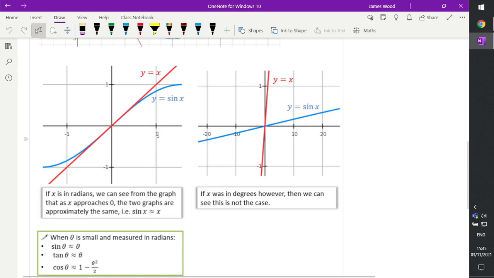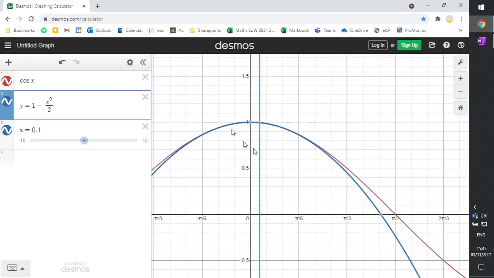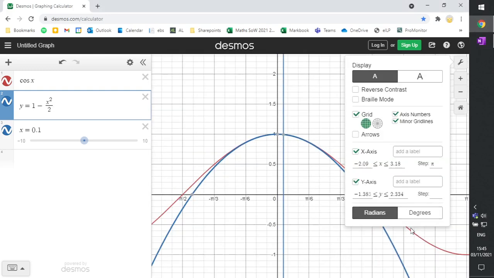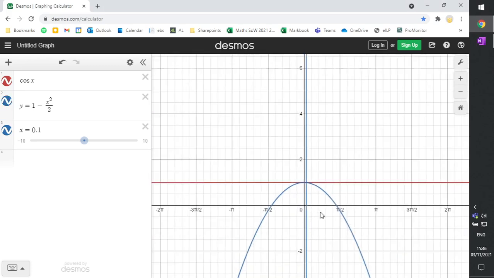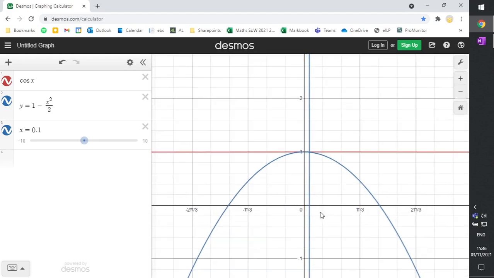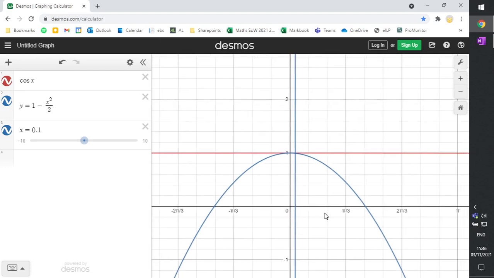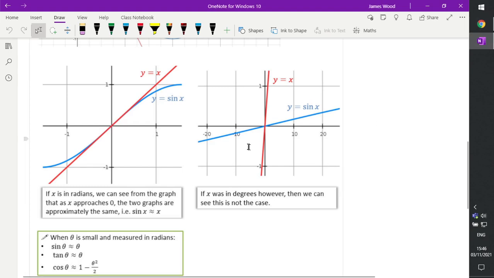It's also important that this only works when we're working in radians. If I plotted the graphs in degrees instead, so on Desmos I can just change the settings and plot it in degrees, you can see that this doesn't really work, just because the scale is so different between degrees and radians. If we're dealing with pi radians, that's 3.14 degrees. That's not going to quite work in the same way. So these only apply when we're working in radians.